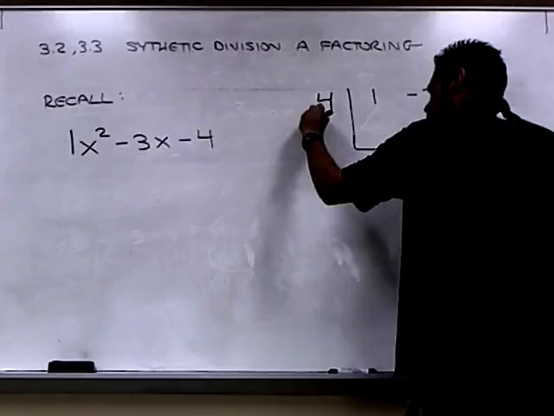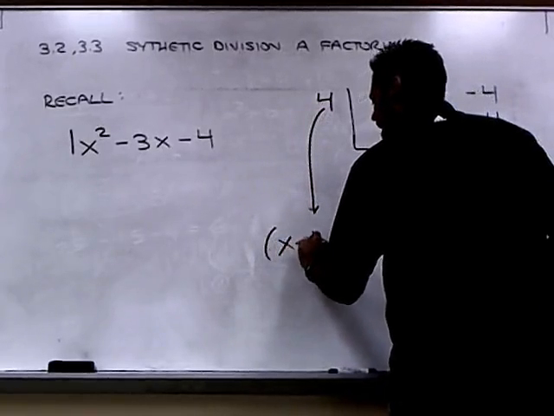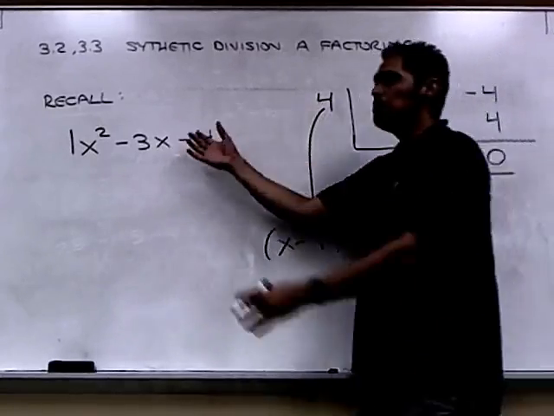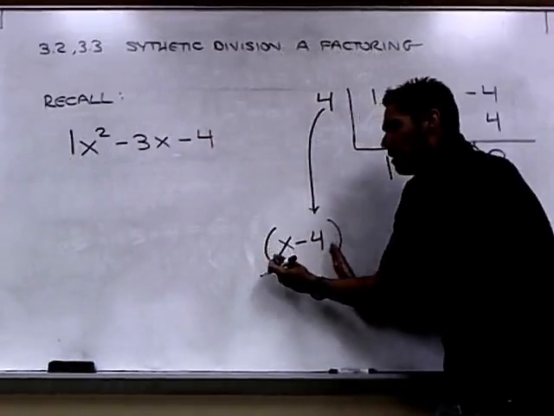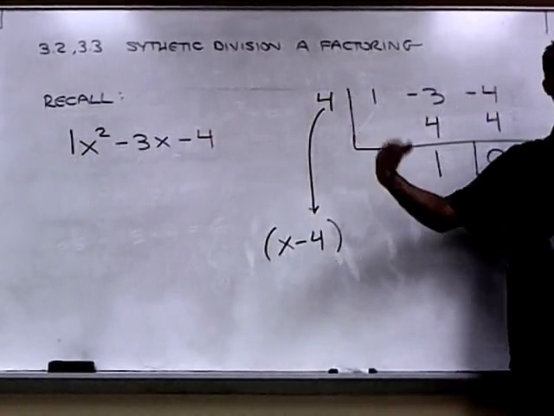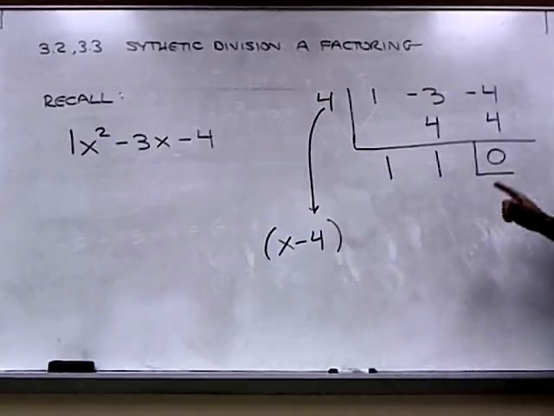This piece of information right here tells me that x minus 4 must be a factor. That this thing must break down to have x minus 4 in it like this. Because if I let 4 go into it, it should make it 0. Y'all see that? Now watch this.